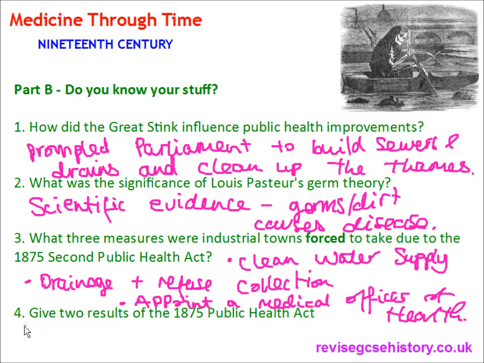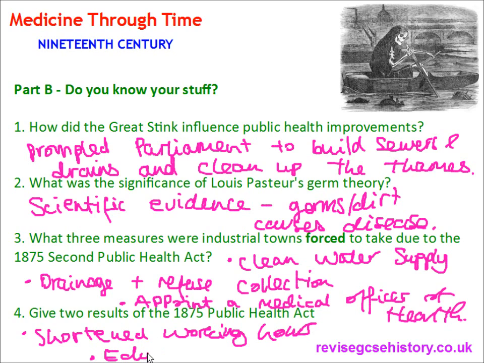Give 2 results of the 1875 Public Health Act. Shorten working hours could be one. You could have any off the slide really. Here's 2 that I can think of. And education was made compulsory. Just squeeze that in there. Education compulsory. Alright, so there are the answers to the quick 4 quiz questions from part B.